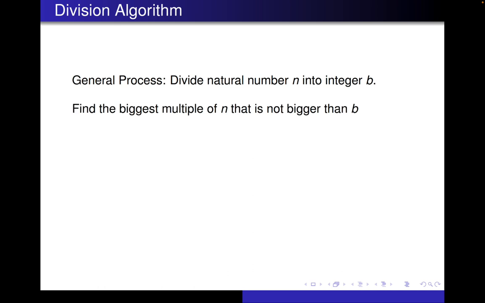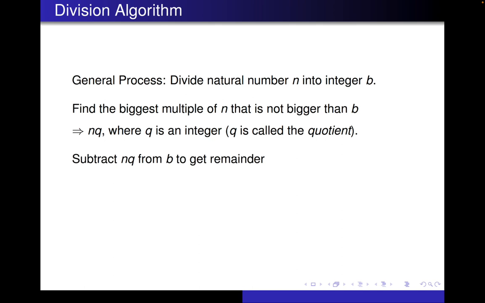So our general process is going to look like this. We're going to divide some natural number n into some integer b. And I should note that b does not itself have to be a natural number. It could be 0, it could be a negative number as well. We're going to find the biggest multiple of n that we can get that itself is not bigger than b, just like we did with 48 being the biggest multiple of 6 not bigger than 53. Whatever that multiple is, it's going to be n times some integer, and we're going to call that integer q. q is an integer, and we're eventually going to call that the quotient of our division problem.